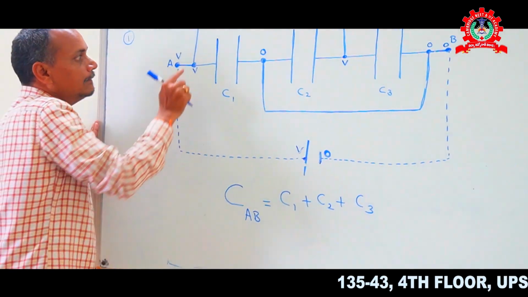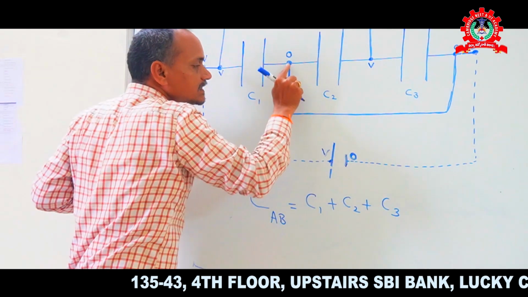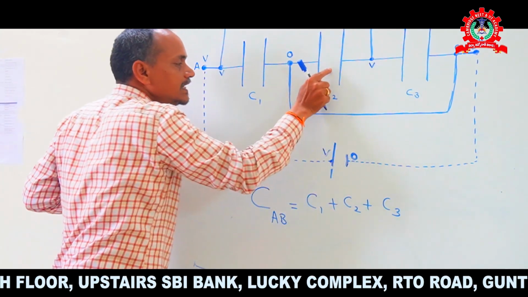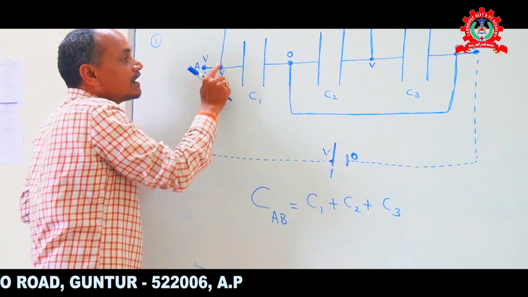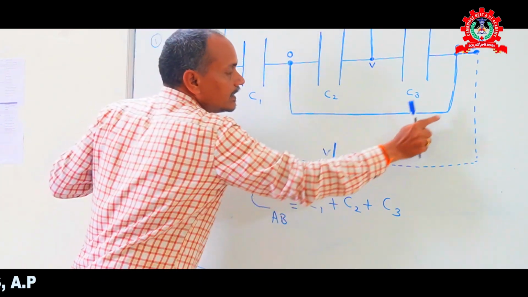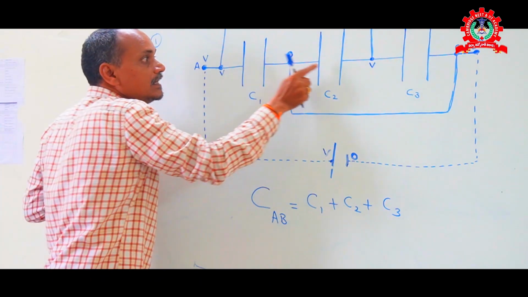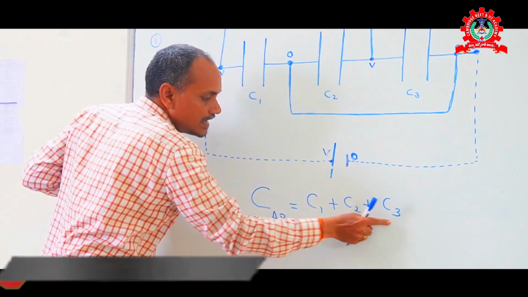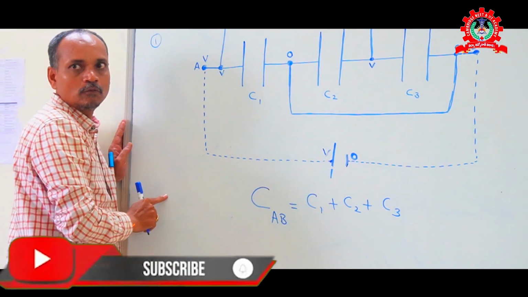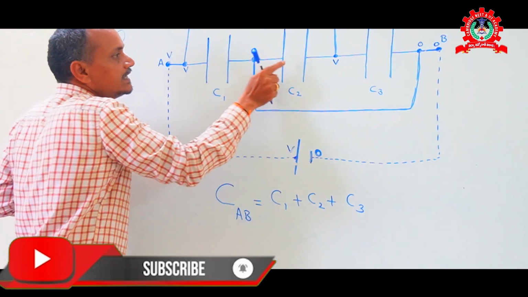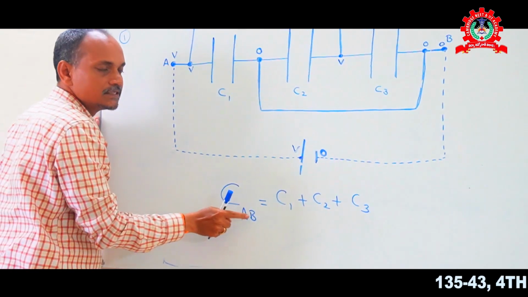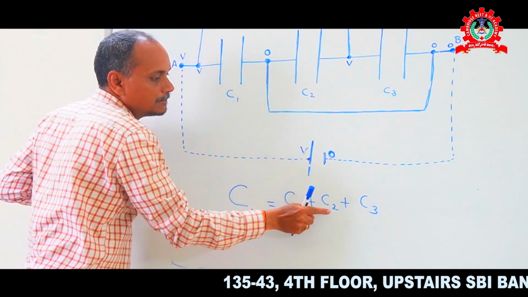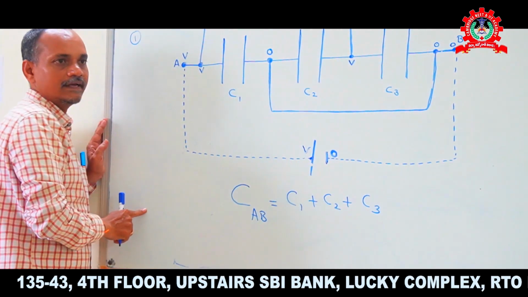That means before connecting these conducting wires, the three capacitors appear to be connected in series, but after connecting the conducting wire, they are connected in parallel. Then the equivalent capacitance across these three capacitors becomes C1 plus C2 plus C3.